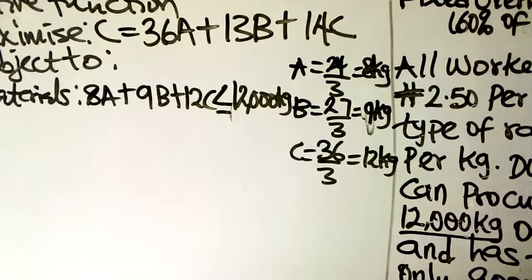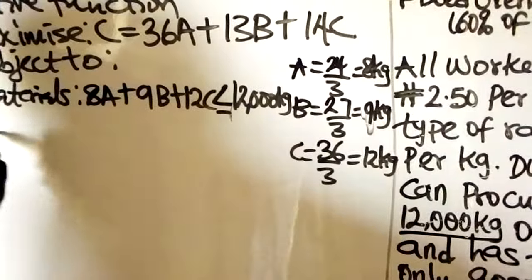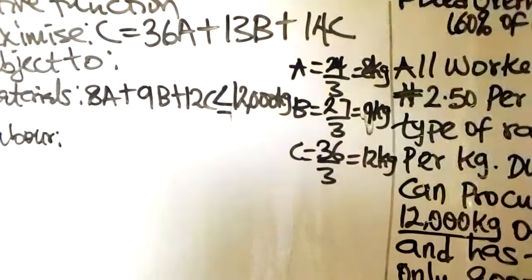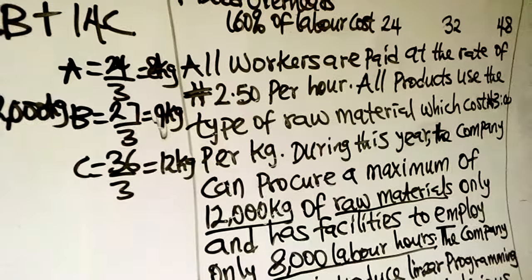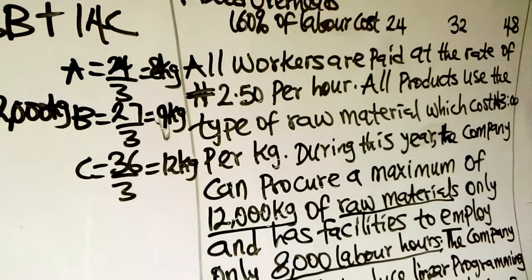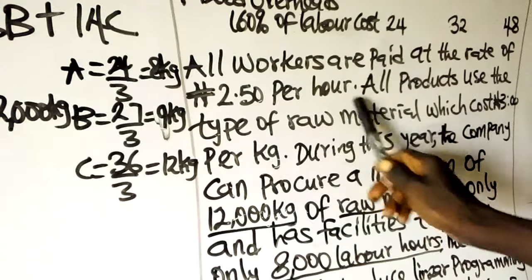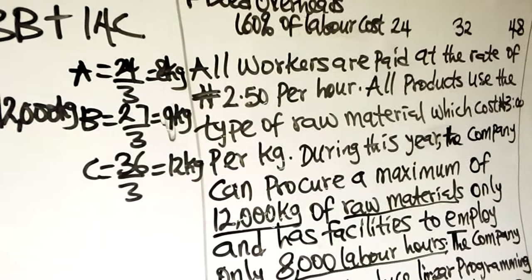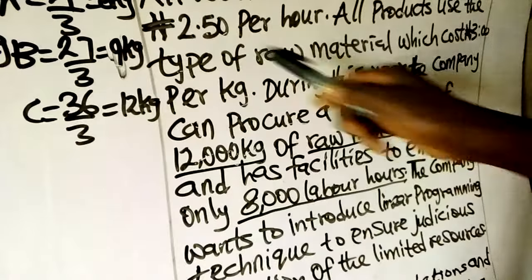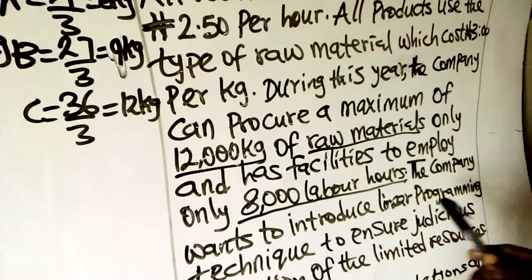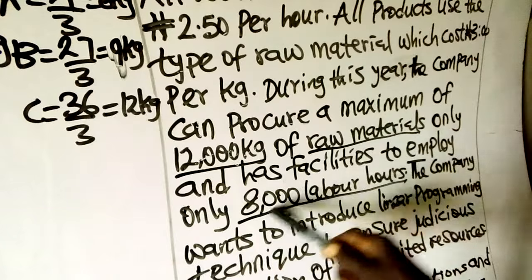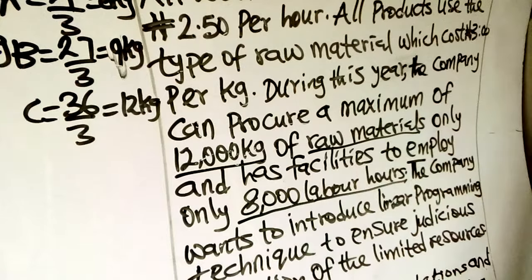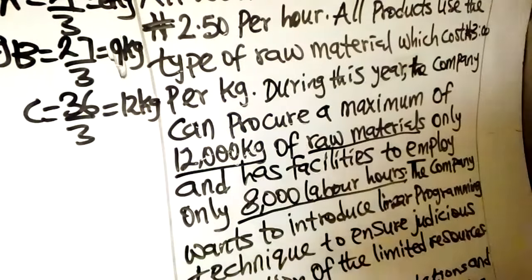Then the second constraint we have identified is labor. Now let's go back to the question. You were told all workers are paid at the rate of 2 naira 50 kobo per hour, and you were told that the company has facility to employ only 8,000 labor hours. Only 8,000. They cannot employ above 8,000 hours.